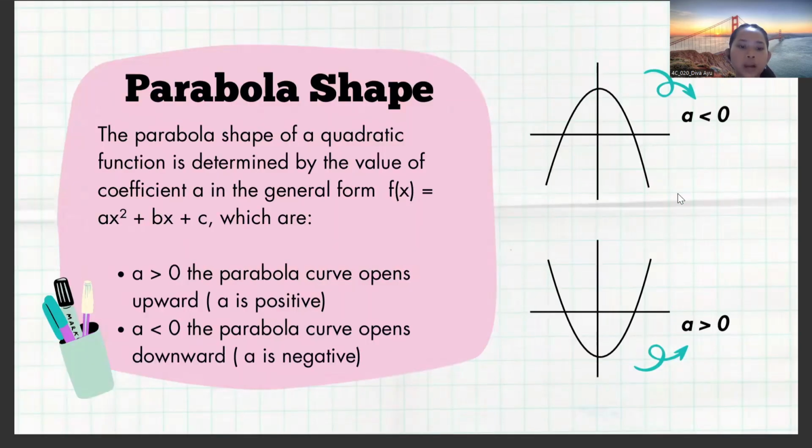Next is the shape of the parabola. The shape of a quadratic graph depends on the value of a. If a is positive, the parabola opens upward, forming a U-shaped curve. On the other hand, if a is negative, the parabola opens downward, forming an upside down U shape. Therefore, by simply looking at the sign of a, we can immediately determine the direction of the parabola.